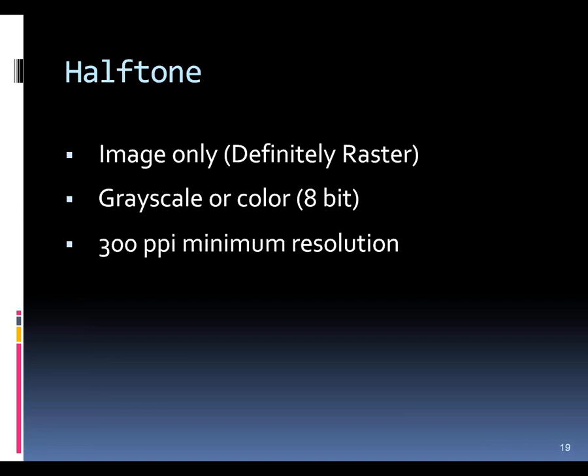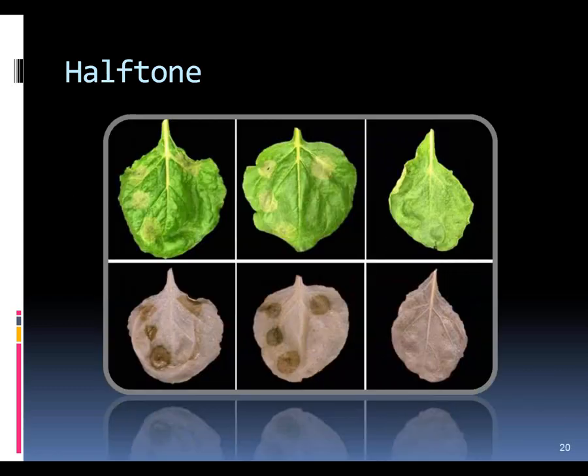Halftone images don't actually need to be as high resolution. 300 ppi resolution is perfectly good for halftone images, both printing and online. Here's an example of a halftone image. There's no text, there's no line art elements, it's color and image only.